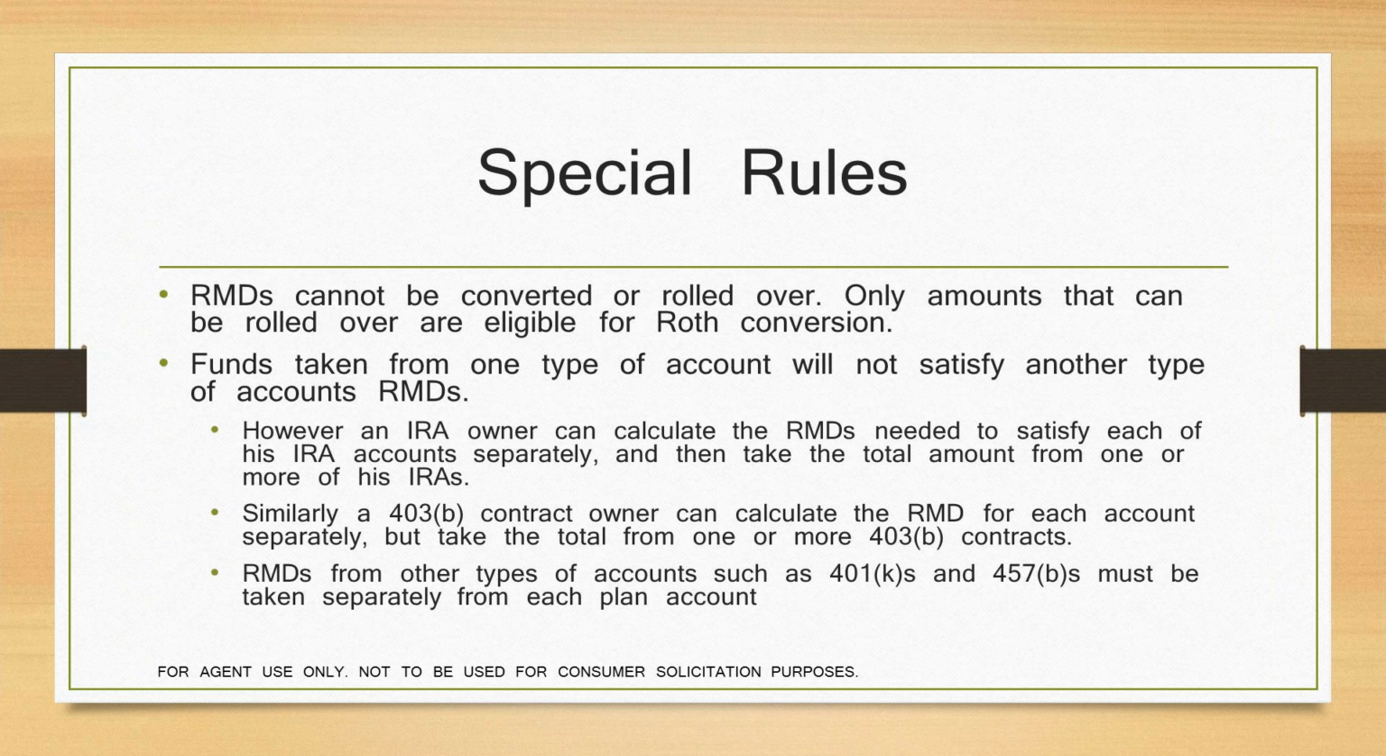Second question we get asked is, can funds taken from one kind of account satisfy another account's RMD? The answer is only like-kind accounts can have the potential to satisfy RMDs for another. For example, if you've got somebody who owns 2 IRAs, the RMD for both IRAs can be taken from either of the IRA accounts. That's okay. But if you've got somebody who's got a 403b account and an IRA account, you can't take the 403b account RMD from the IRA. That is not allowed.